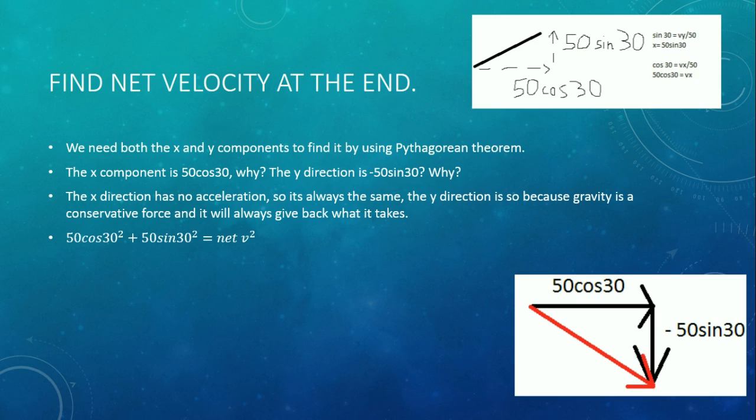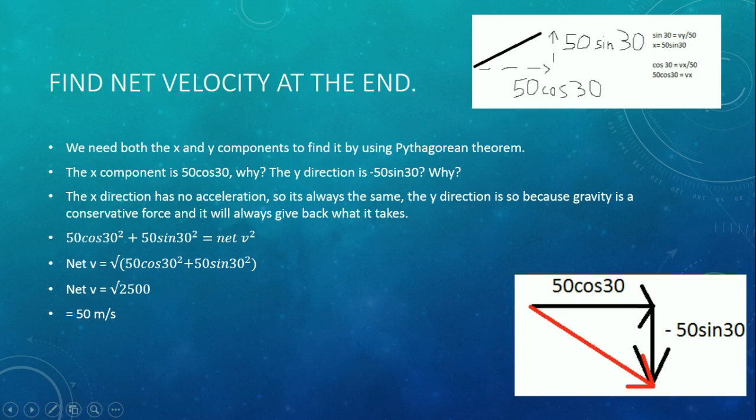So if we use Pythagorean theorem, a squared plus b squared equals c squared. So 50 cosine 30 is the x component. If we square that and add it with the y component squared, we should get the net velocity squared. We take the square root of the sum of these two first. We get the square root of 2500 equals net velocity, and that in fact is 50 meters per second.